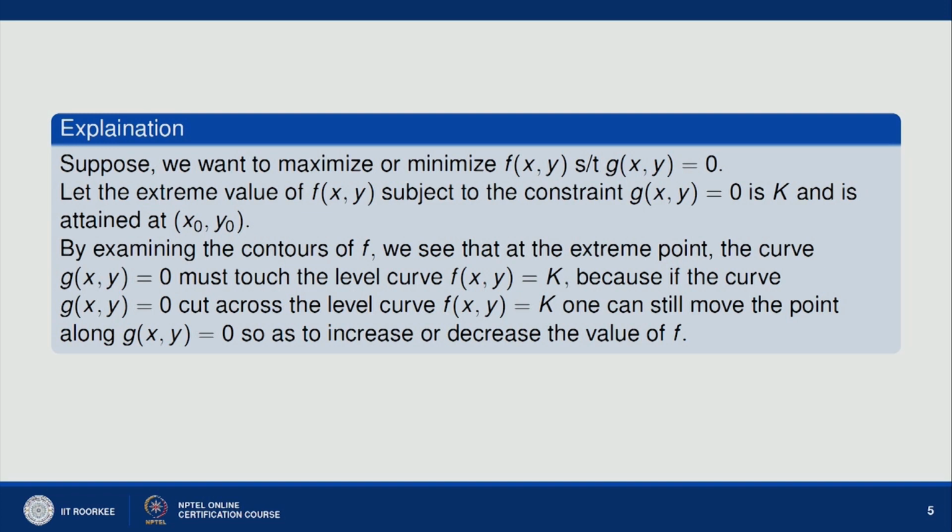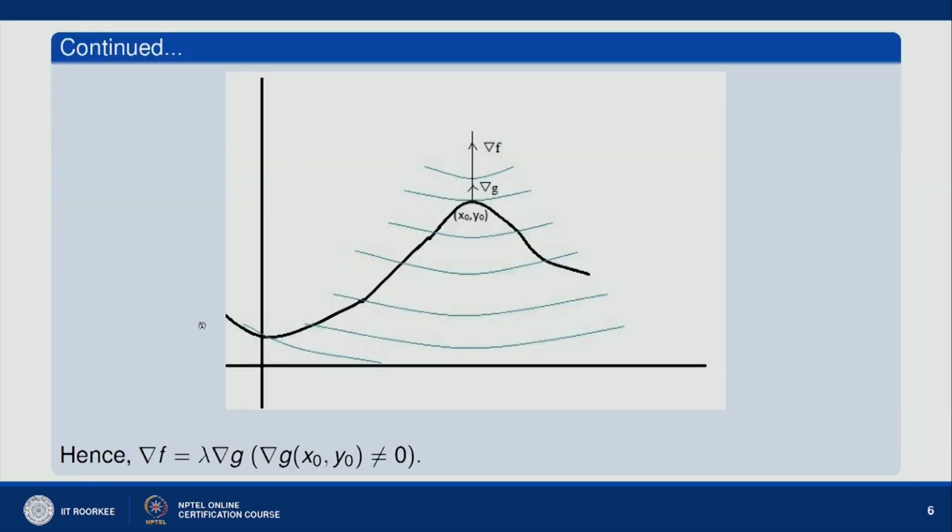So, what does it mean? Let us see from the graph. Say this is the graph of g(x, y) equal to 0, given here in the bold line. Now, you plot different contours of f, say f(x, y) equals m1, f(x, y) equals m2, f(x, y) equals m3 and so on.